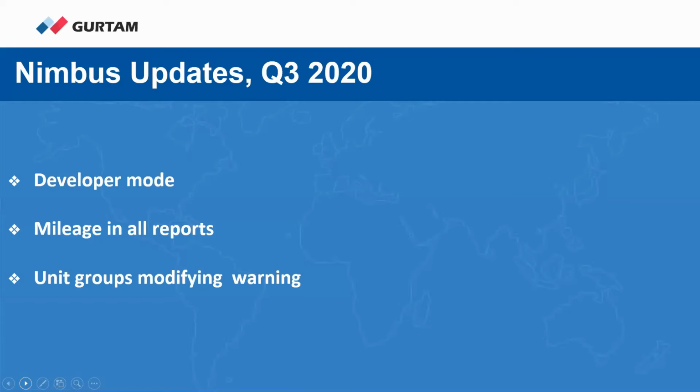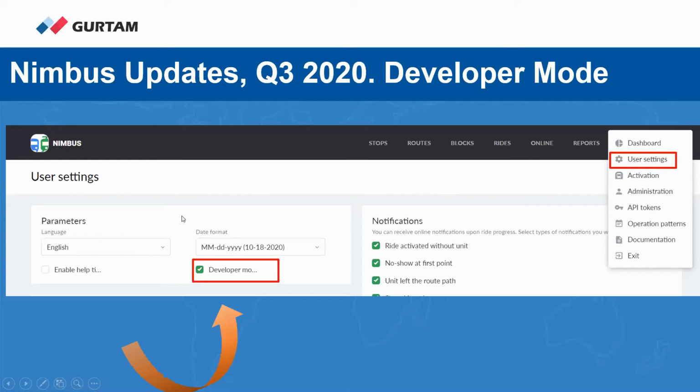And also, you will have the unit groups warning pop-up if you change your unit group in Wialon Hosting. The first one is the developer mode. In the user settings, we added the opportunity to enable the developer mode in order to see the IDs of the elements in the system. Such IDs might be the IDs of stops, routes, units, and rounds. By default, this mode is not active. This new option will be beneficial for developers who can make improvements using the API.